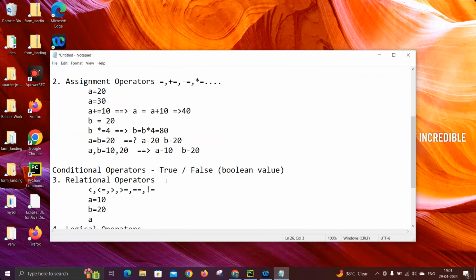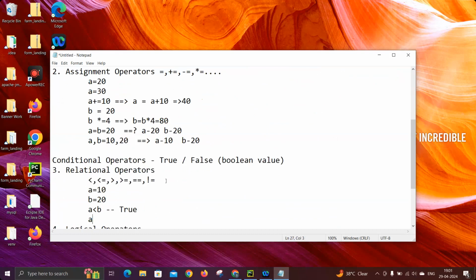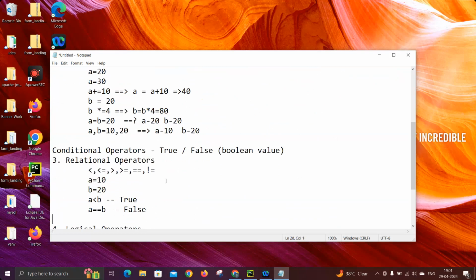Now I'm asking, is a less than b? What it returns? Yes, 10 is obviously less than 20, it returns true. Let's take a double equal to b. What does it return? No, a is not equal to b, so it returns false. Likewise, these operators will always return either true or false.